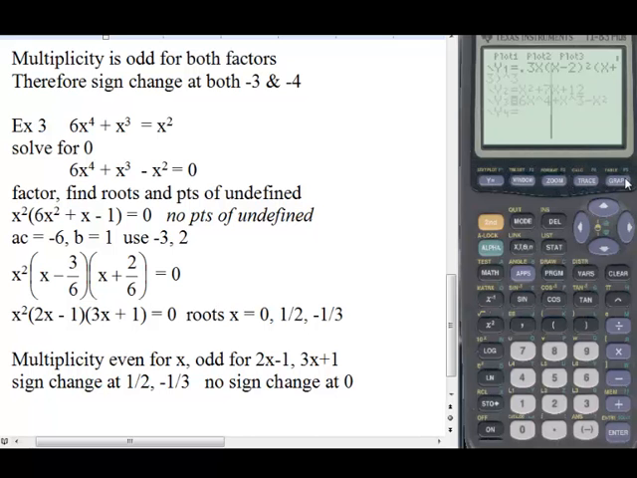Notice how I'm turning on and off the graphs. You can do that by hovering over the equal sign and hitting enter. Here I'm going to manually change the viewing window. And now you can see where the sign changes occur and where it doesn't.